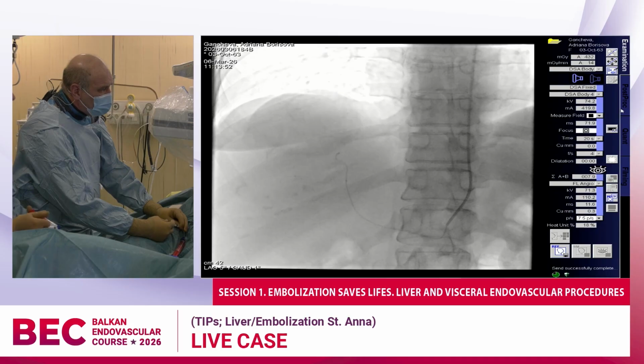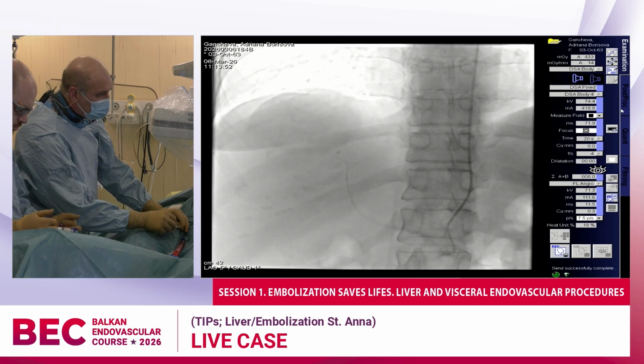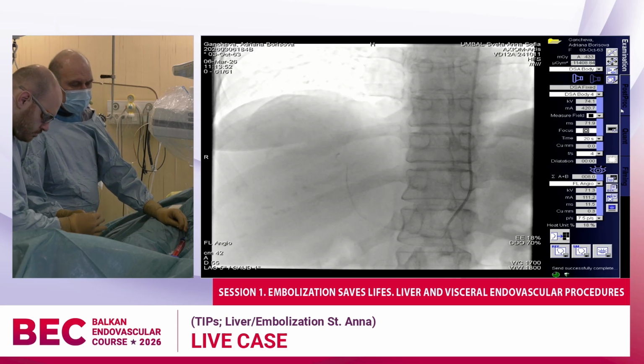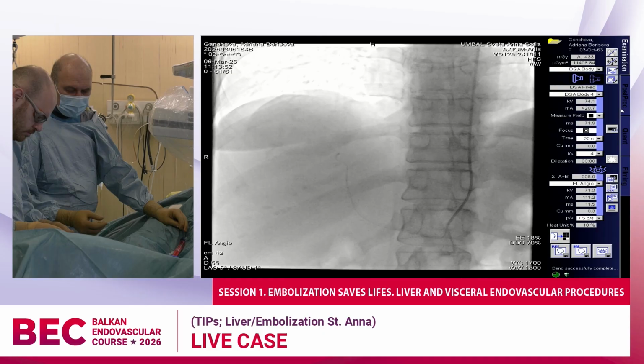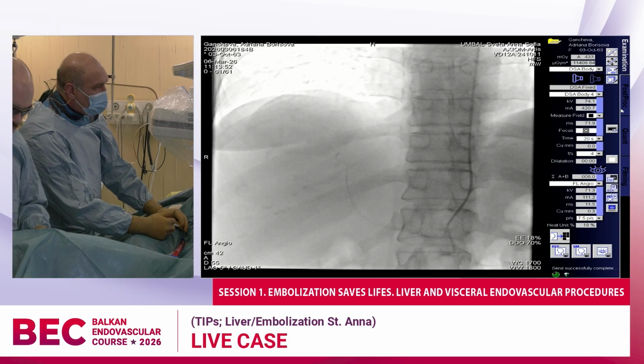Now we have a renaissance of this procedure, and we have a few new types of particles coming, like bioresorbable ones. It is still not sure whether we will be using permanent spheres like we use now, or bioresorbable spheres.